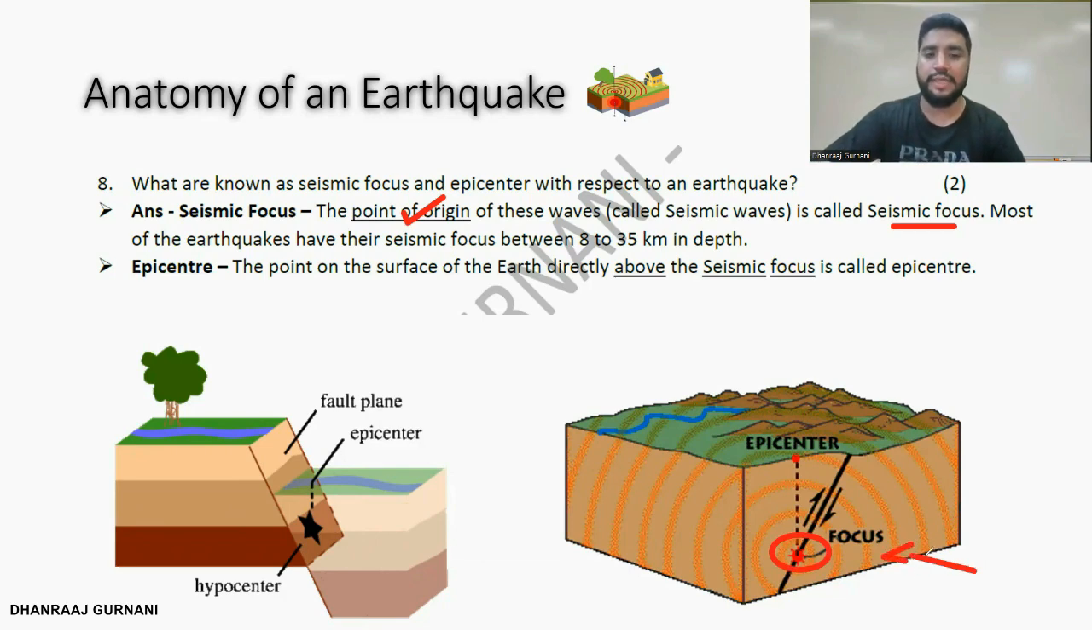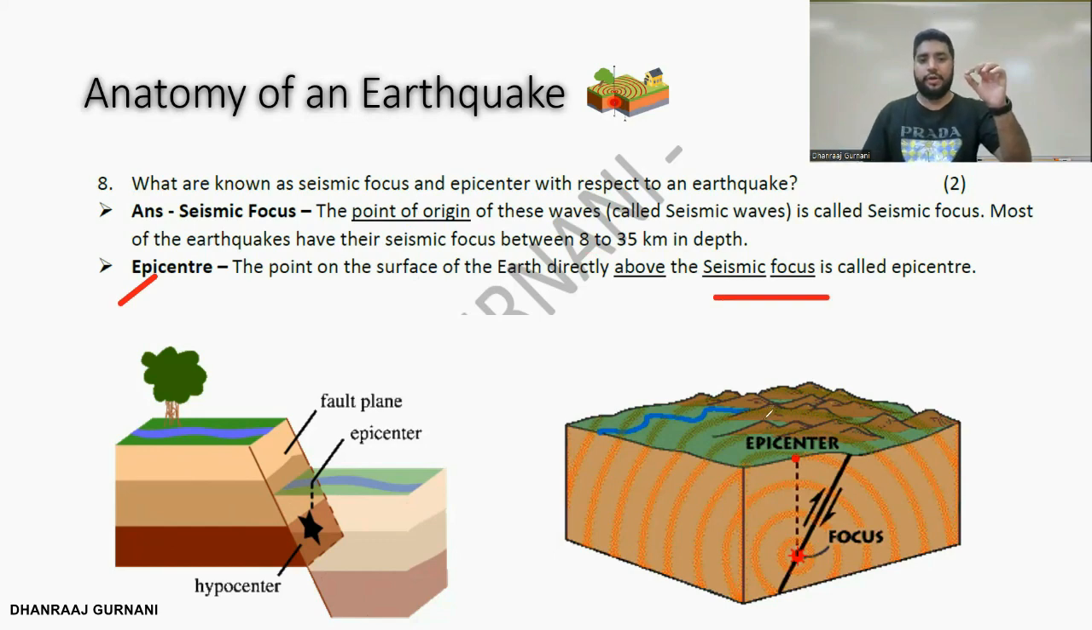Most of the earthquakes have their seismic focus between 8 to 35 kilometers in depth, which is usually under the ground. Next concept is epicenter, the point on the surface of the earth directly above the seismic focus. That point on the surface of the earth directly above the seismic focus is called the epicenter. So here is your seismic focus, here is your epicenter when you go straight up.